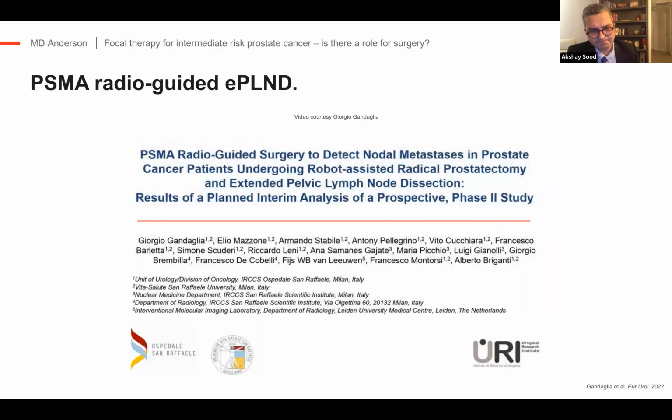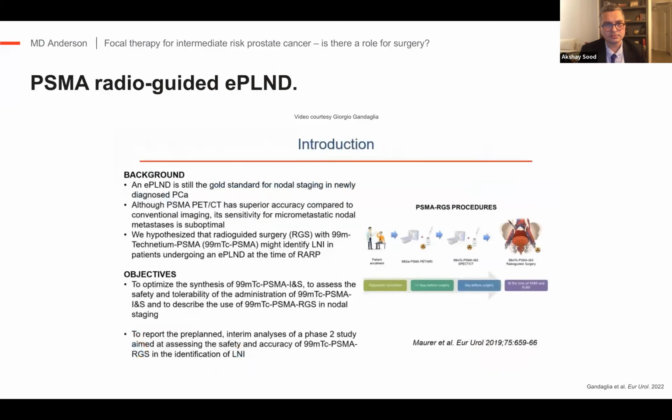PSMA radioguided surgery to detect nodal metastases in prostate cancer patients undergoing robot-assisted radical prostatectomy and extended pelvic lymph node dissection. An extended pelvic lymph node dissection is still the gold standard for nodal staging in newly diagnosed prostate cancer. Although PSMA PET-CT has superior accuracy compared to conventional imaging, its sensitivity for micrometastatic nodal metastases is suboptimal.